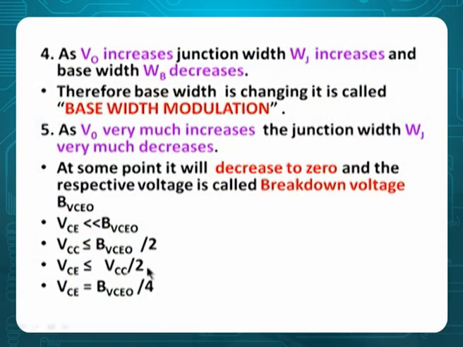For example, your breakdown voltage is 40. 40 by 4 is 10. That's why roughly take 10, or less than 10 is also better. That's why we normally operate at 6 volts or 5 volts. So this is how we have to choose the values of VCE depending on a breakdown voltage.